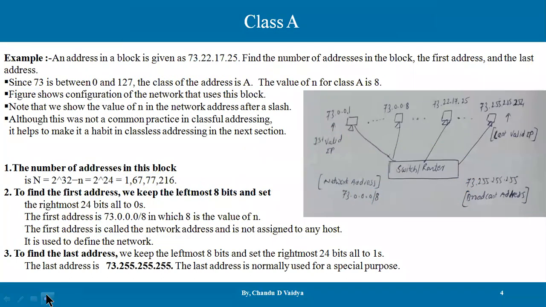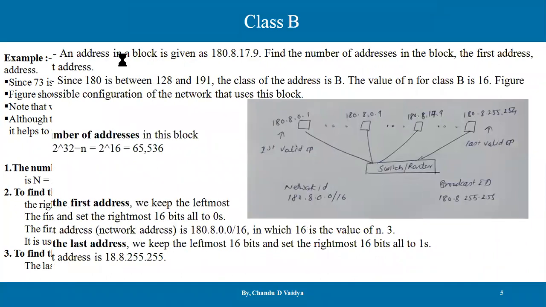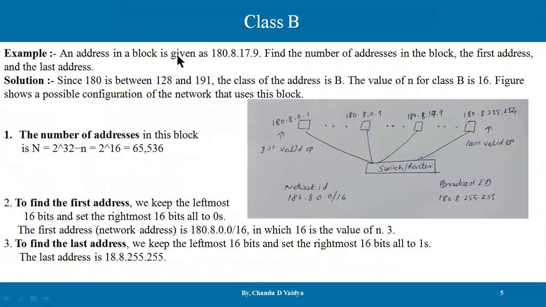Now go to class B. Here there is one numerical also. As an example, let's say an address in the block is given, that is 180.8.17.9. Then find out the same information, that is the number of addresses, first address and last address. What we have to do is analyze the first octet of this particular address, and the value of that first octet is 180. The value of the first octet is 180, and this 180 is in between 128 and 191.